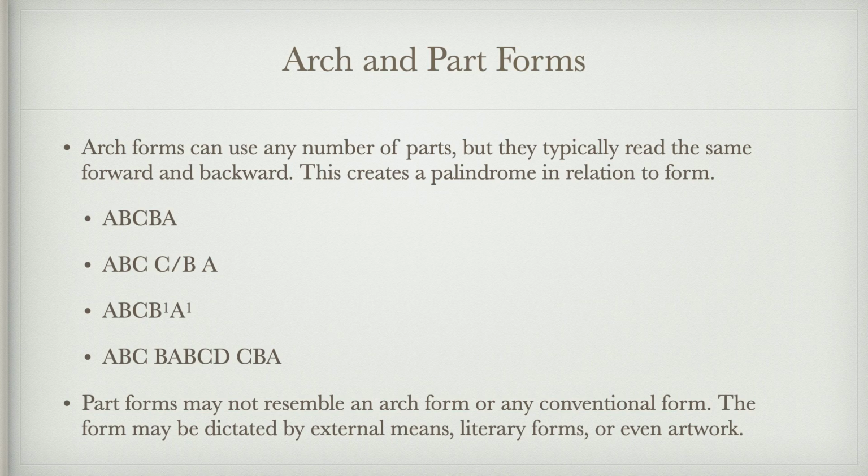Another more complicated one might be A, B, C. C and B would be merged, and then the A section would return. This is just one of many different ways you can create a palindrome form. You could also have an A, B, C, B, A, where the B and A sections are modified in some way. Or you could have something really complex, like A, B, C, B, A, B, C, D, where the middle section doesn't really have much of a relationship to the rest of the piece, and then you come down C, B, A. So you begin and end with a palindrome.